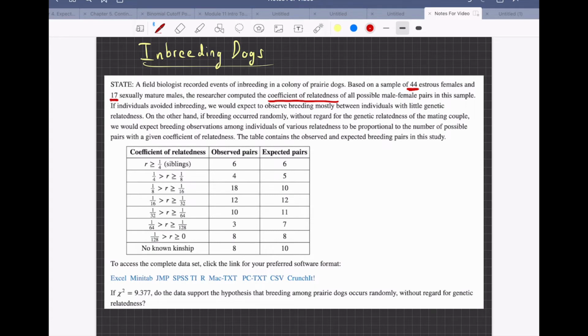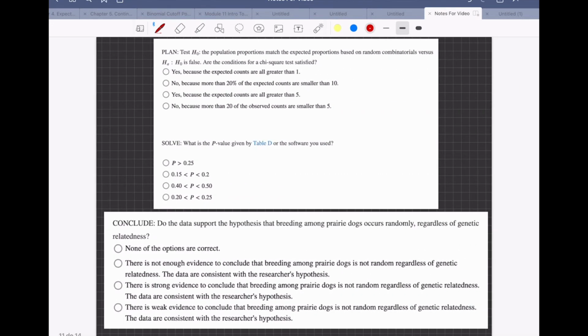So in this case, we're lucky because we already have the observed and the expected pairs. Is that okay? It says to access the complete data set, click the link for your preferred software format. But I think you don't have to do it if you don't want. If you want to manipulate this more, no problem. But notice, we already have the test statistic, right? So let's see what this is asking for.